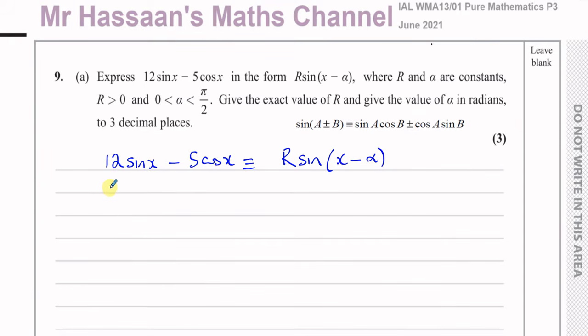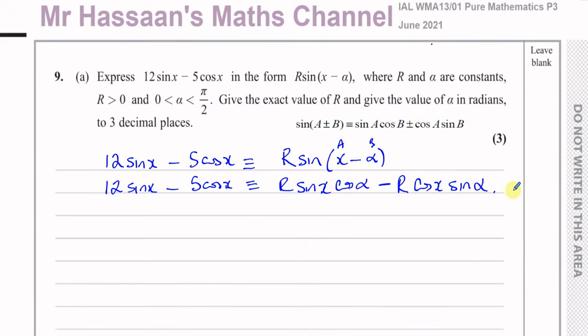So basically what we can say, therefore, is that 12 times the sine of x minus 5 times the cosine of x is identical to r times the sine of, now look, the A is in the place of the x and the B is in place of the alpha. So it's going to be r times sine x cosine alpha, and there's a minus between them as well, so minus, and you've got the r multiplying both of these terms, so I have to write r again, and this is times the cosine of x times the sine of alpha. Okay, so that's what we have. This expansion becomes that.